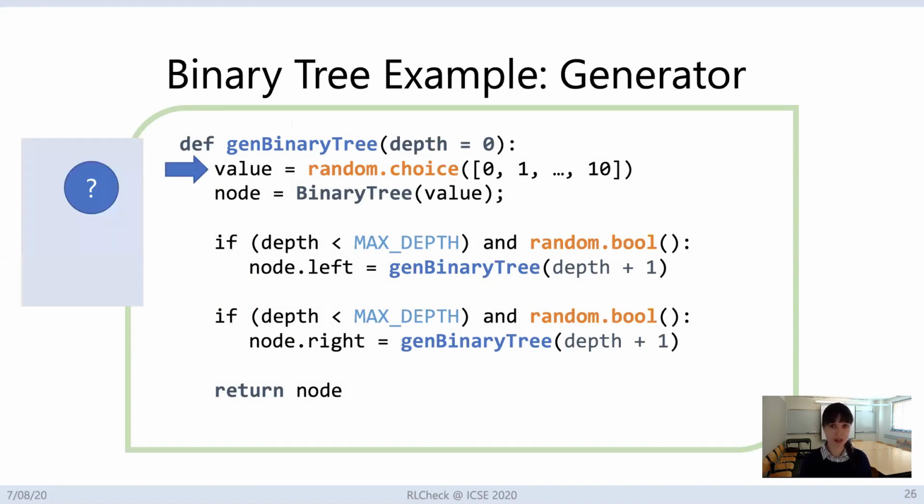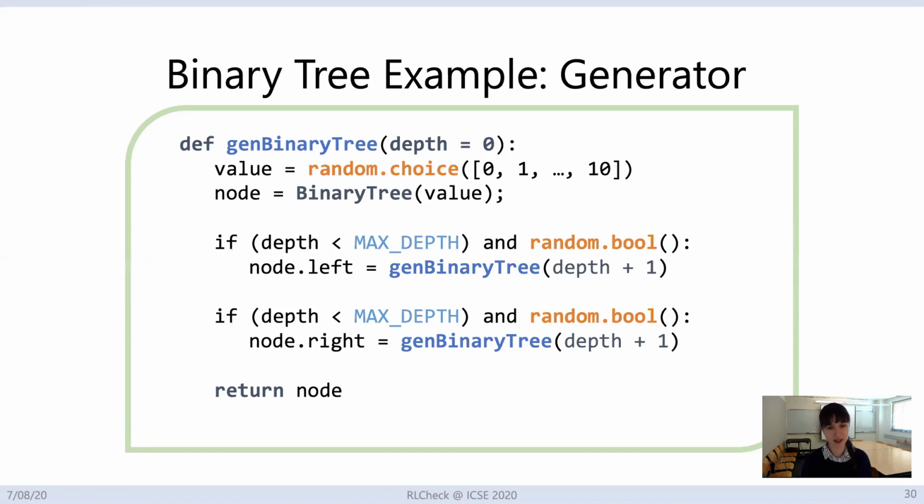It does this by first selecting a random value for the node of the tree. Say that's 2. Then it might choose whether or not to generate a left child randomly. If it does, it'll recursively call genBinaryTree to generate the whole tree rooted at that left child, which starts with choosing a random value for the node, and so on and so forth.